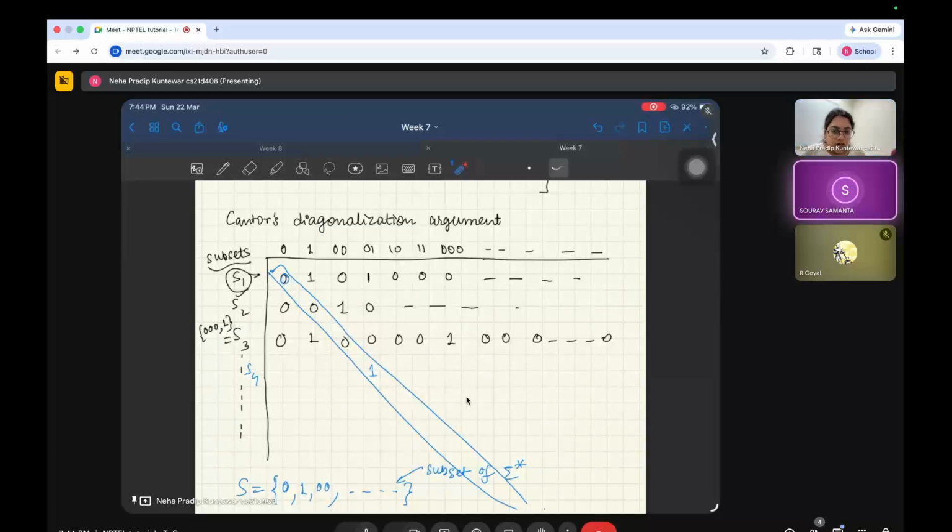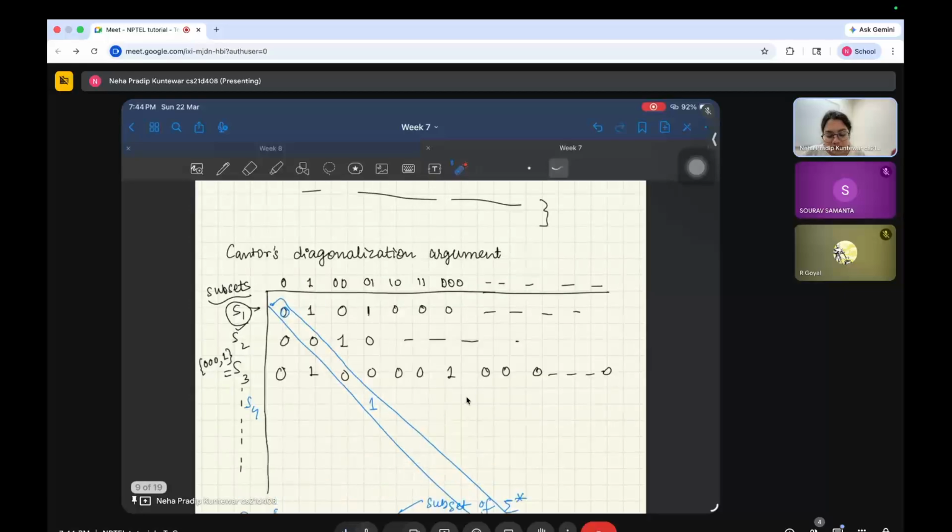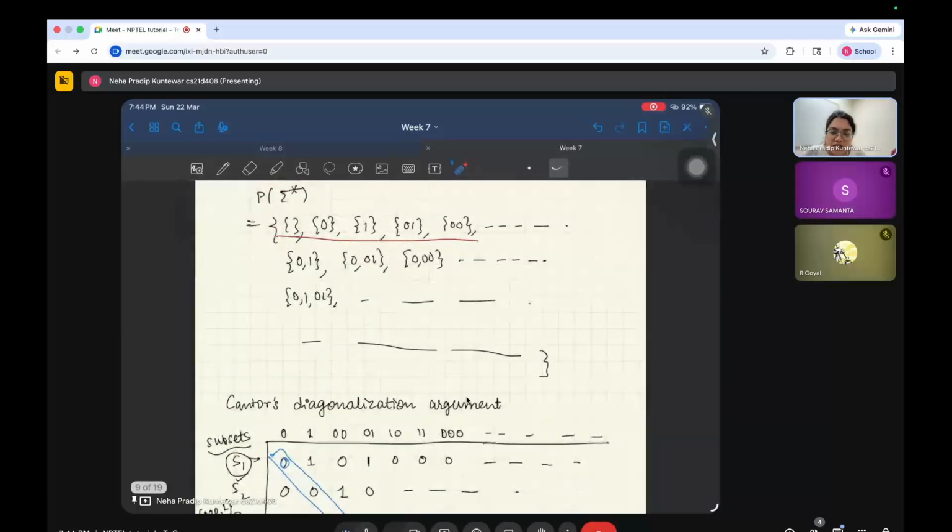Which purpose will diagonalization serve? One application is basically what we showed just now, to show that, for example, the power set of sigma star is not countable. And this is heavily applicable in a lot of areas in combinatorics. You want to know whether a set is countable or not, and it has direct connections to a lot of things. It's something that's used extensively.